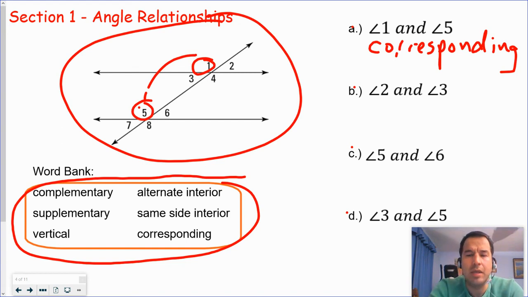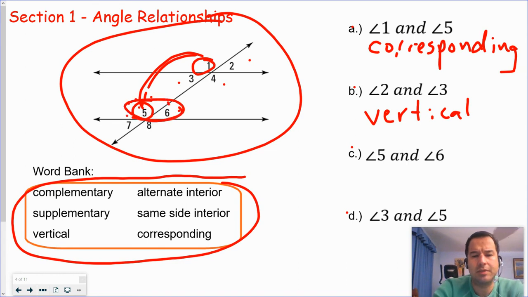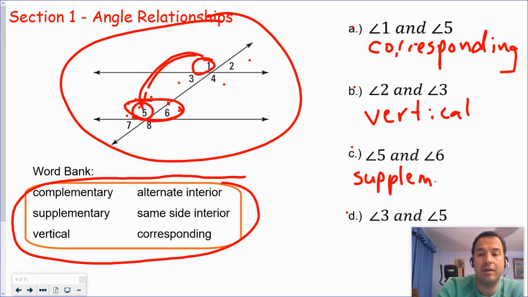Okay, how about 2 and 3? These two angles right here are called what? They are vertical angles. And remember, corresponding angles are congruent, aren't they? Vertical angles, like 2 and 3, 6 and 7, 1 and 4, and 5 and 8, are also congruent. How about angle 5 and 6? How would you describe those? We've already talked about those today. Those are supplementary, because they add up to 180 degrees.